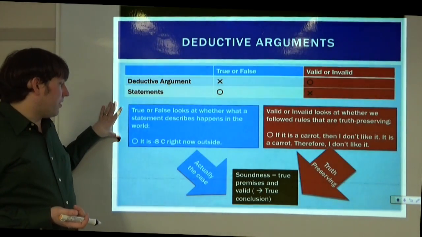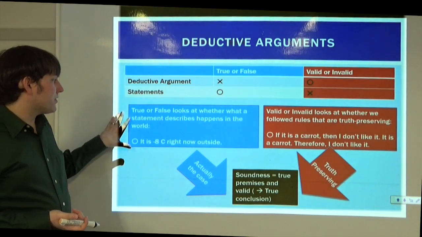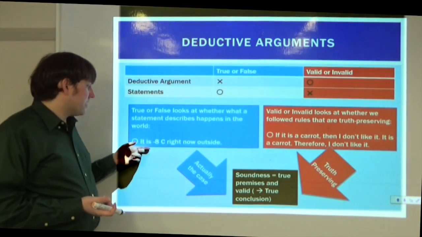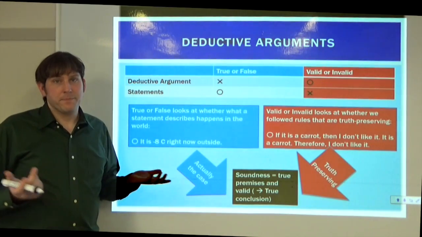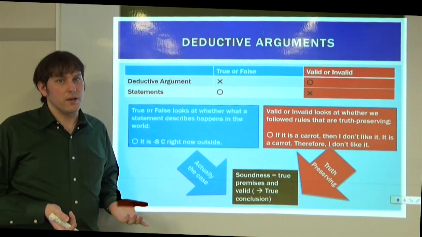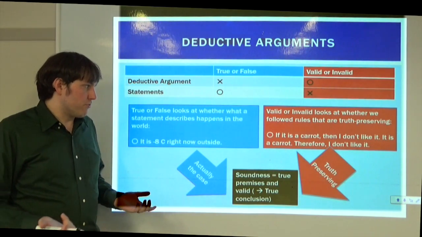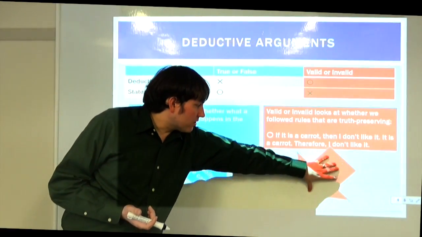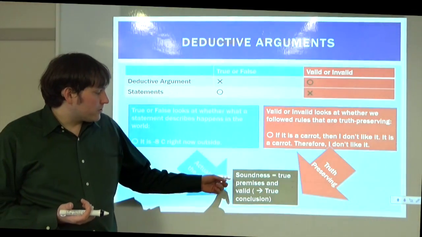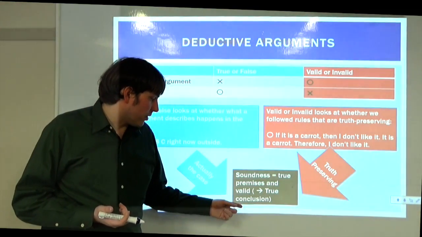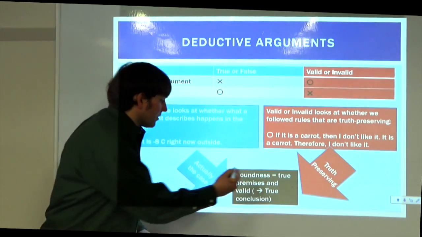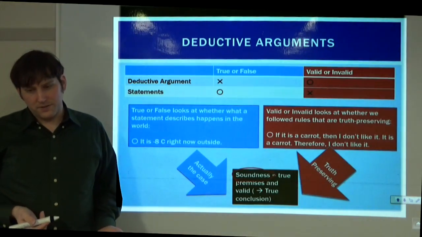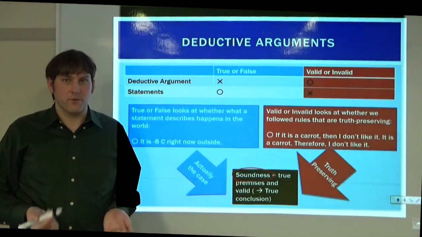Conversely, statements are true or false. True or false looks at whether a statement describes what happens in the world. So it is minus 8 degrees centigrade right now. This statement is not true today. It is false. Now if it were true, then it would contribute in this way. If an argument is valid, it contributes in this way. Now, if we have true premises and a valid form, this will guarantee us a true conclusion. This, in turn, is called soundness, and this is an important thing for deductive arguments.